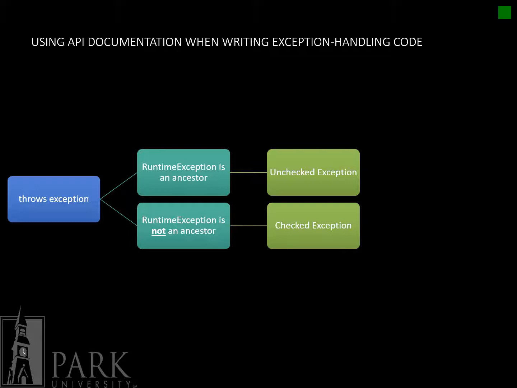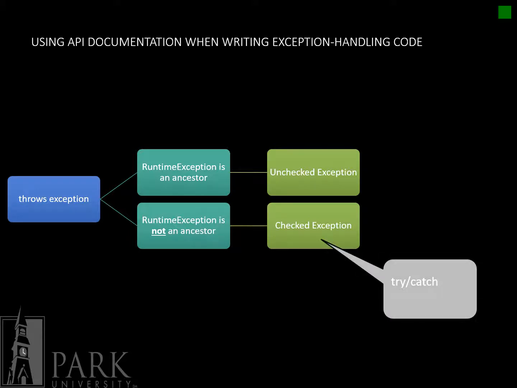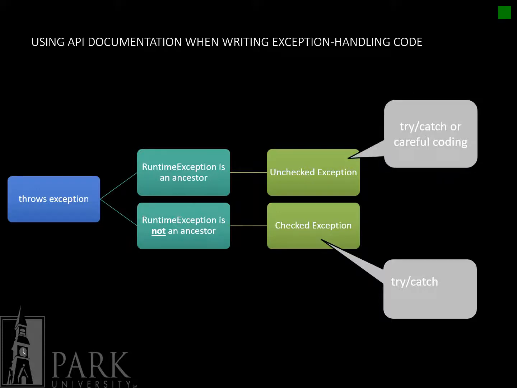If the method or constructor call can possibly throw a checked exception, again, you have to use try catch. If the method or constructor call can possibly throw an unchecked exception, you should read the documentation to figure out the nature of the exception, and then depending on the situation, you can either use a try catch or just use careful coding to make sure that you're handling it.